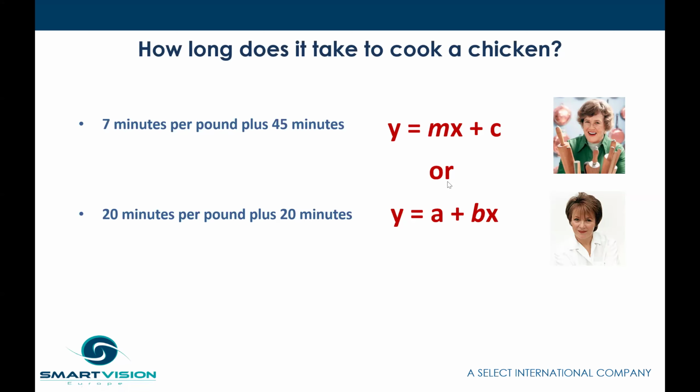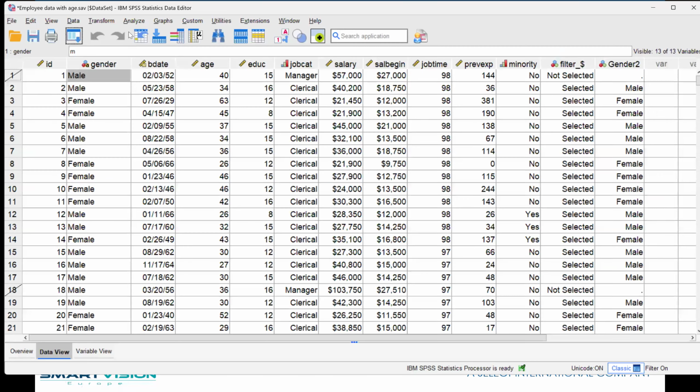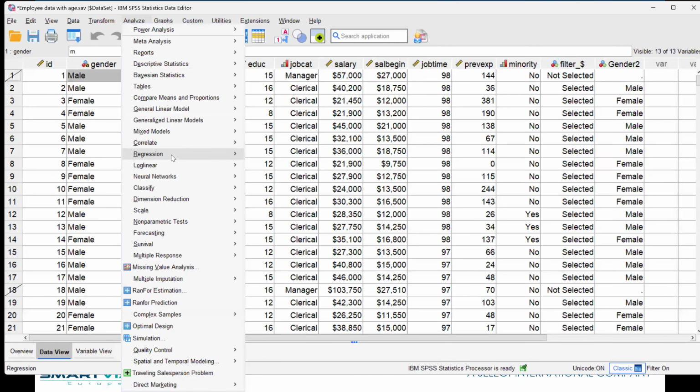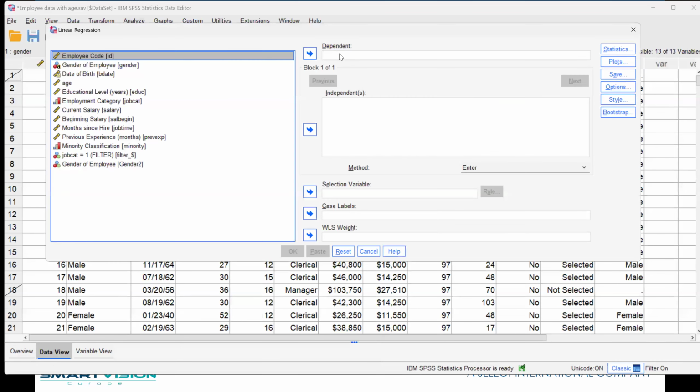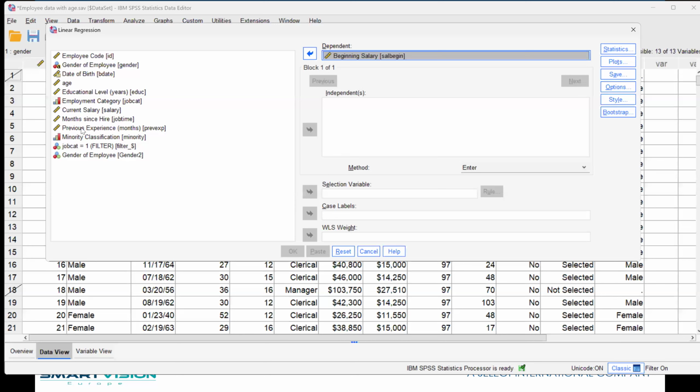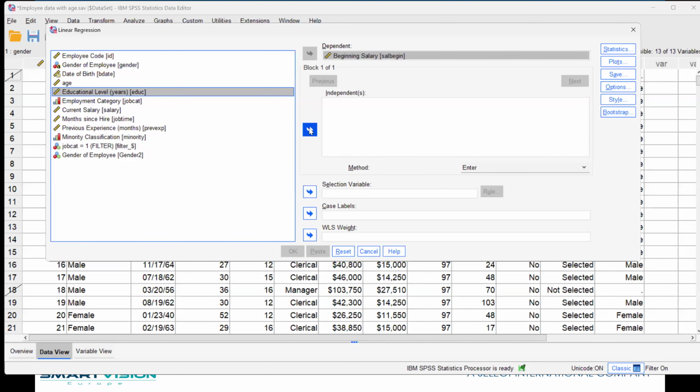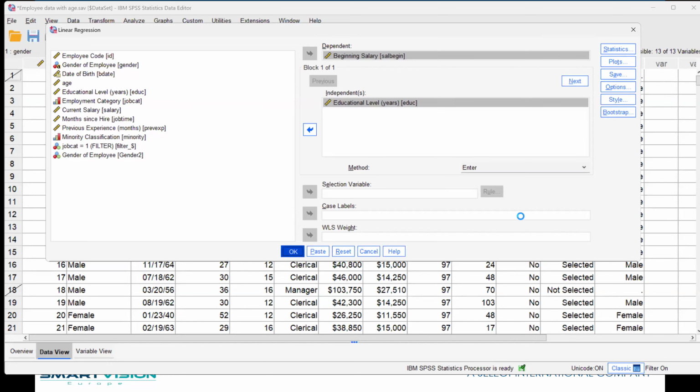So if I wanted to build a regression model, I'm going to show you how you can predict somebody's current salary, starting salary, based on their level of education. I'm going to go to regression and ask for a standard linear regression with a dependent variable, the thing I'm trying to explain, which is their beginning salary, which is the point of the court case. And I'm going to use their education level to begin with. So I'm going to click that and click OK.